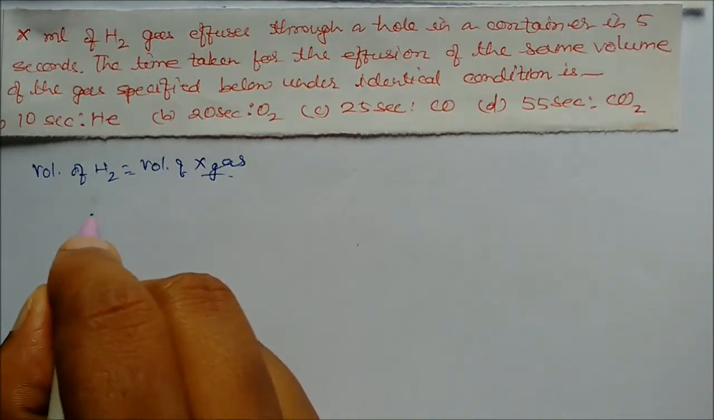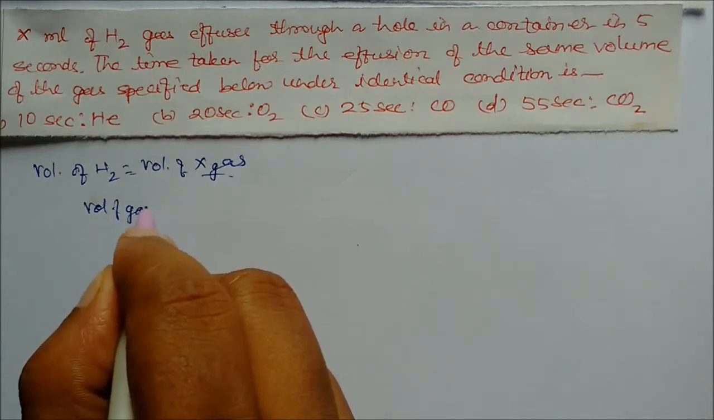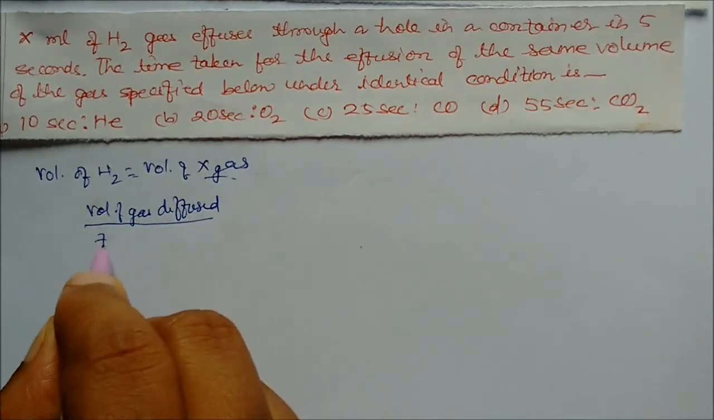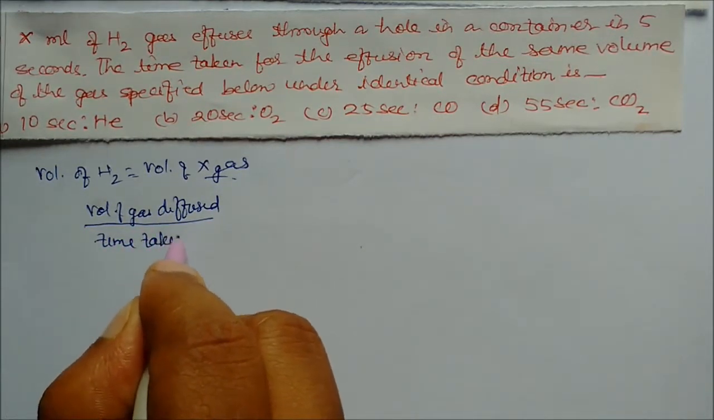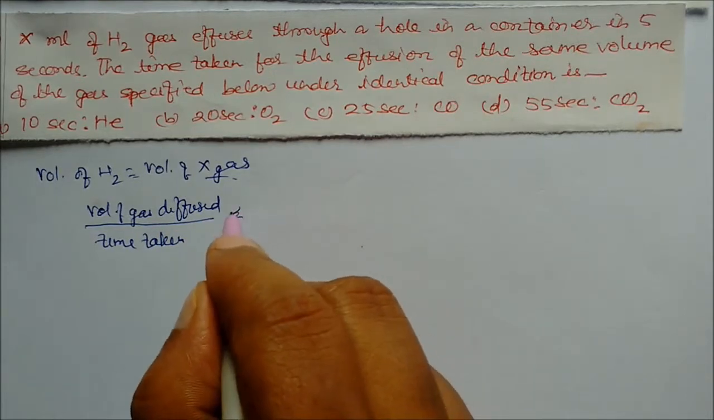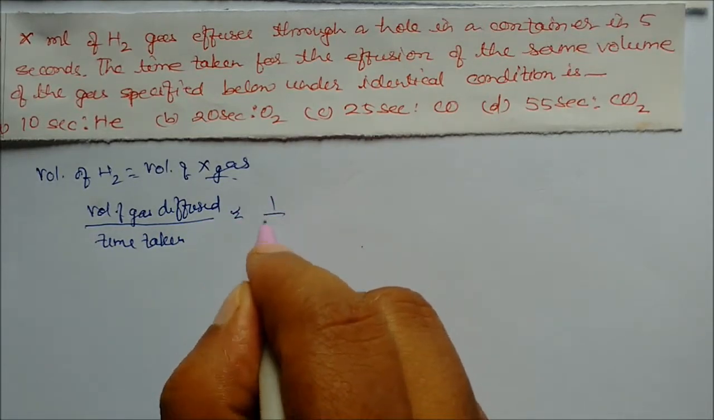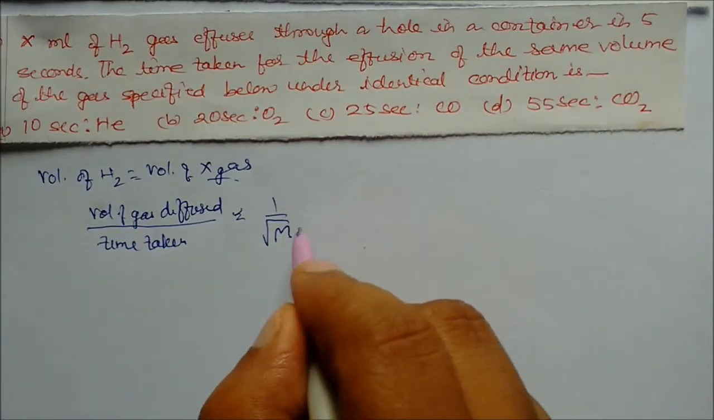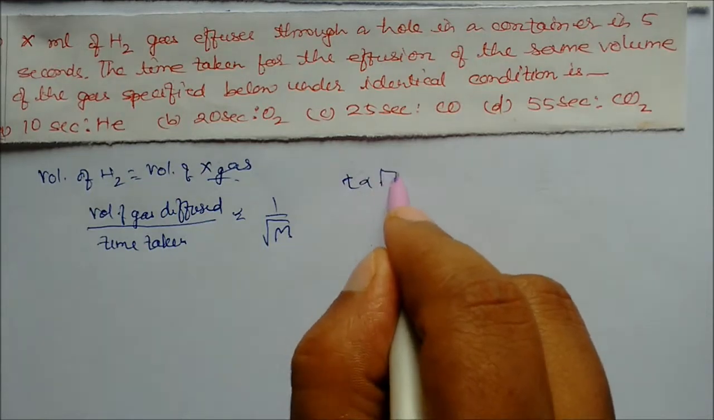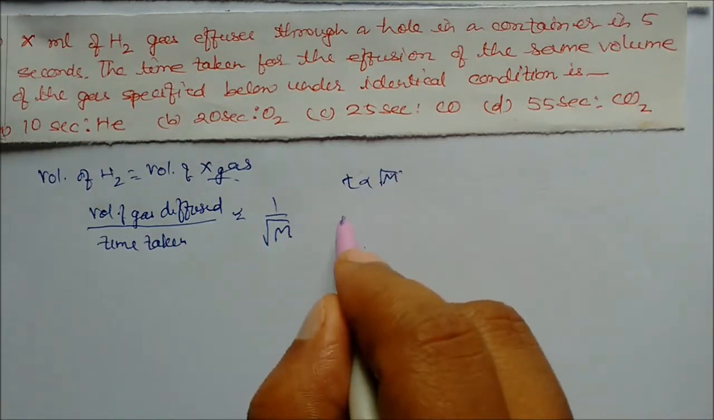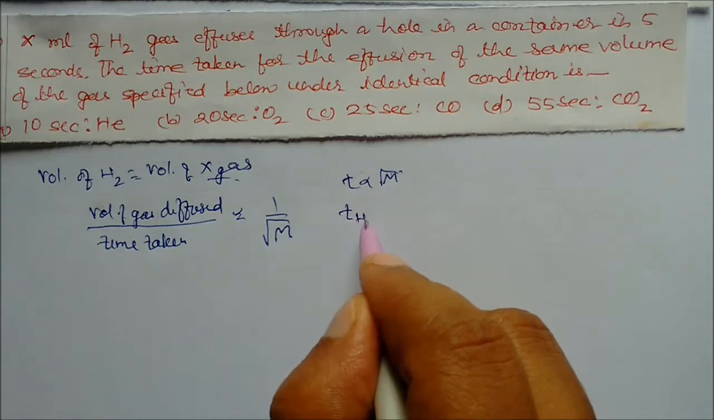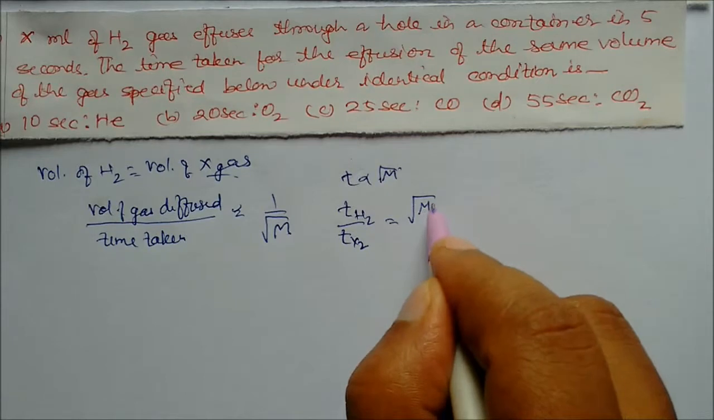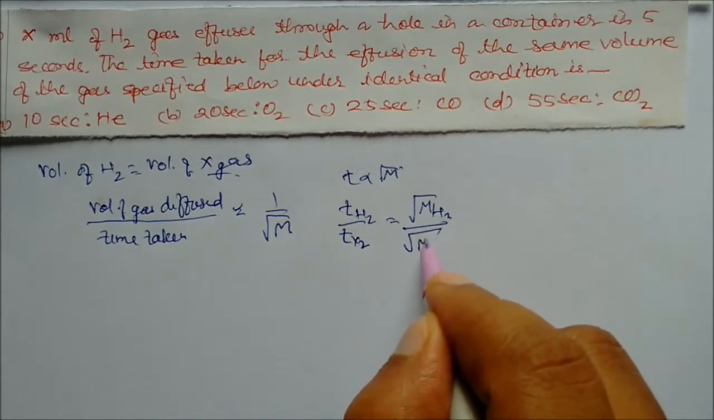So the same formula will be used here: volume of gas diffused divided by time taken is the rate. The rate is proportional to 1 by the square root of molar mass. Because the volume of the gas is the same, time is directly proportional to the square root of molar mass. So the time for hydrogen gas and the time for the unknown gas will be equal to the ratio of the molar mass of hydrogen gas and the molar mass of X2 gas.